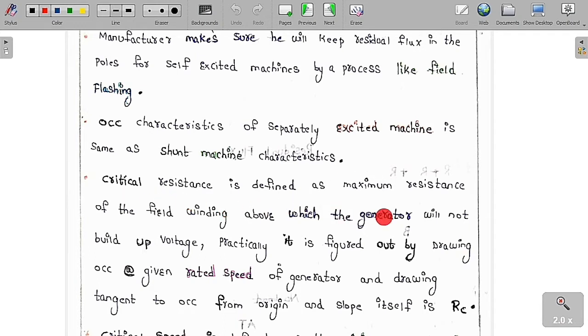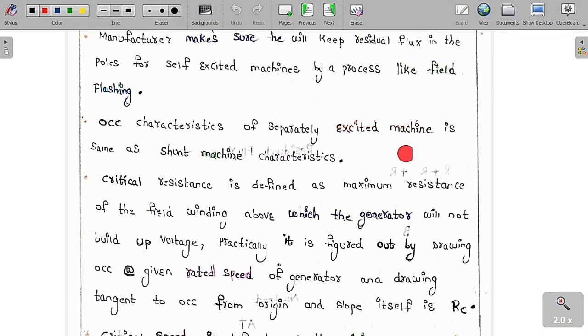Critical resistance is defined as the maximum resistance of the field winding above which the generator will not build up voltage. Practically, it is figured out by drawing the OCC at the given rated speed of the generator and drawing a tangent to the OCC from the origin, and the slope itself is the critical resistance. So this is a very important point. Suppose the field resistance is greater than the critical resistance, then definitely these two lines, the OCC and the line Ef = If into Rf, will never intersect. So there will be no induced voltage, or we can say no build-up of voltage will occur, because there is no operating point.